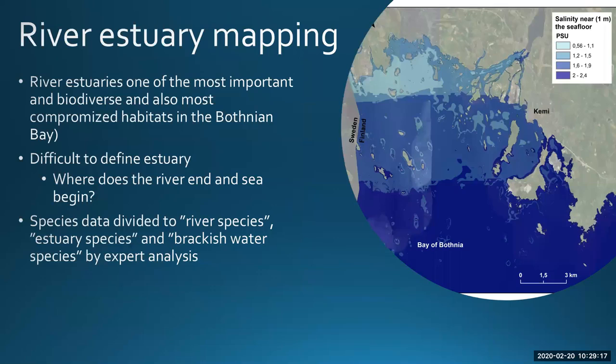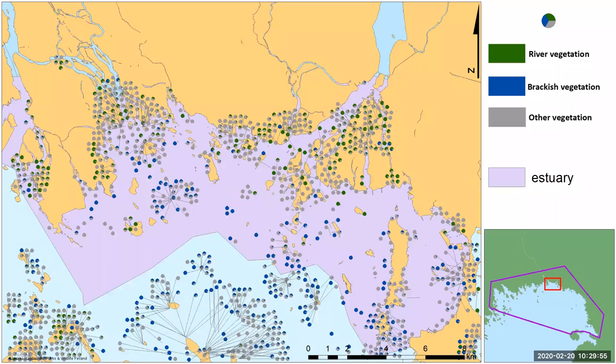So then a few words about the river estuary mapping. Like I said, we decided to go to the river estuaries because the national inventories that we've had here in Finland haven't really gone into estuaries because it's not considered a sea area. But then again, how do you define where the river ends and the sea begins? One thing that we did was that by expert opinion, we decided which species are river species, which are brackish water species, and which can be anywhere. And we got this map.